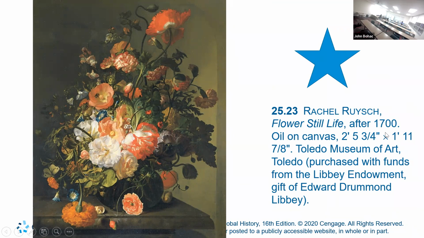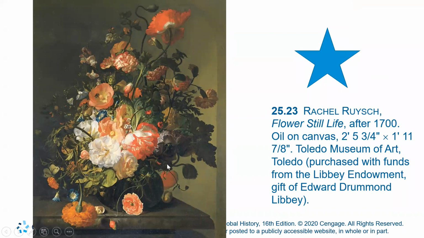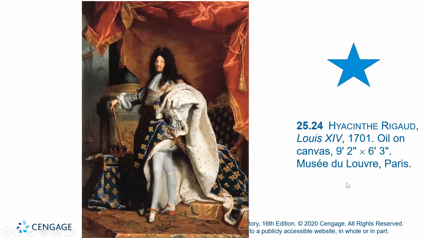Rachel Ruysch, again, same principle. Flowers still life after 1700. So we're getting into the early 18th century, but Dutch realism. And this one's an interesting play here too. She's got most of these before they have wilted, and she's got some of them that are budding, but she still has some that are starting to go. Realism, Dutch realism.